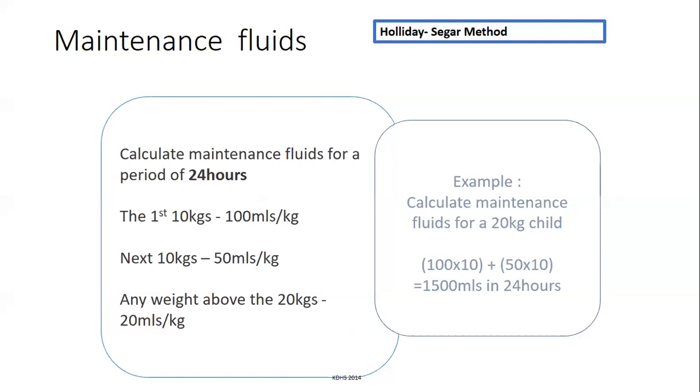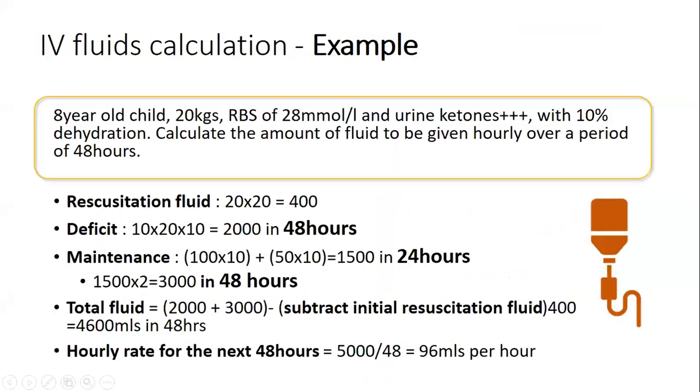Then calculation of maintenance fluid, we just do it the same way we do for the other pediatric patients. First 10 kgs, 100 mLs per kg, next 10 kgs, 50 mLs per kg, and weight above 20 kgs, 20 mLs per kg. For this patient, the first 10 kgs will be 100 times 10, and then the next 10 will be 10 times 50. So that will be 1,500 in 24 hours.